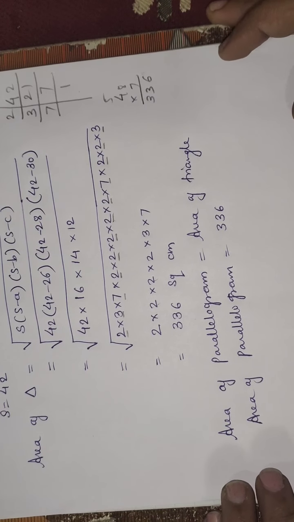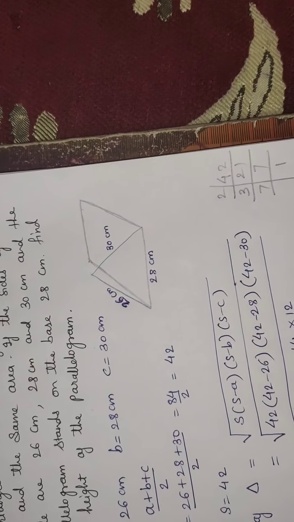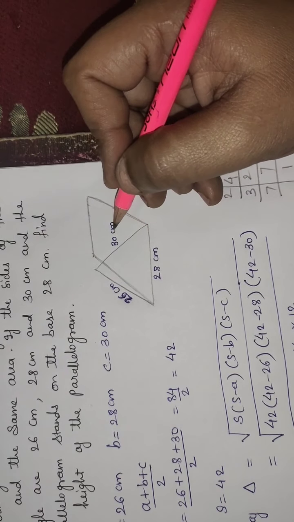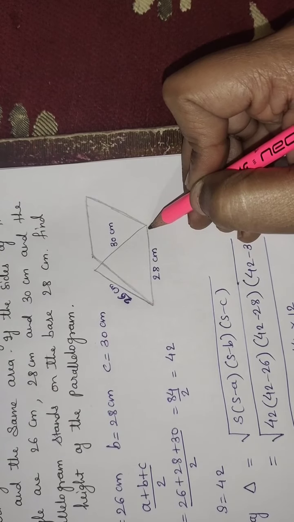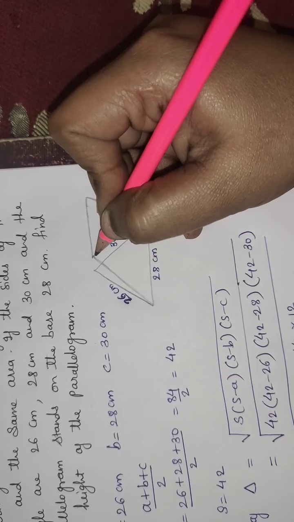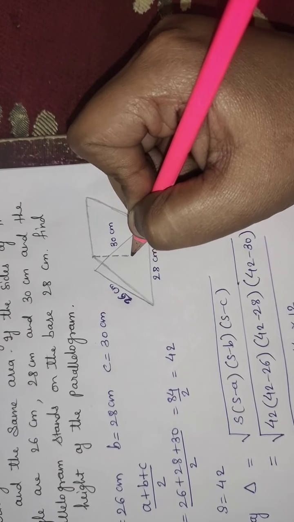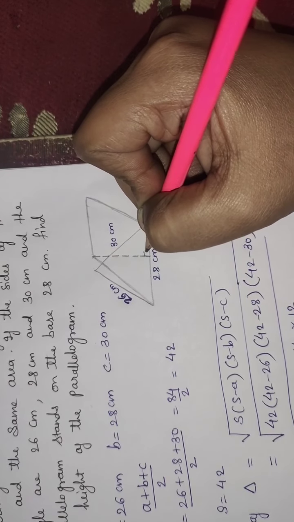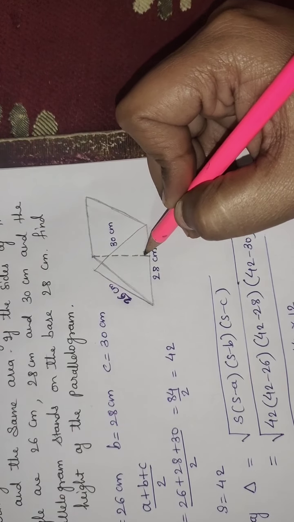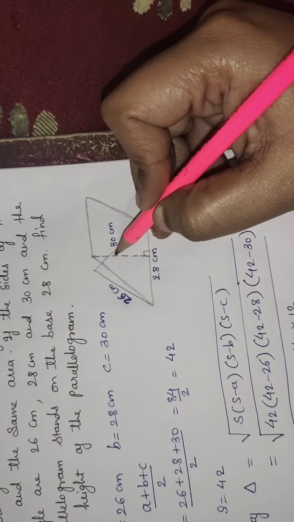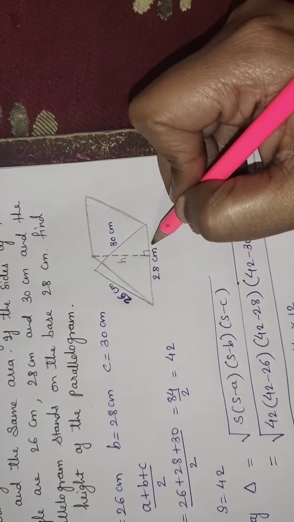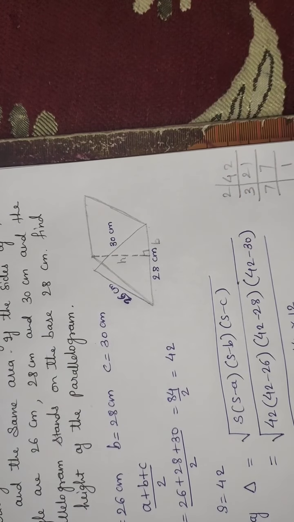Now come to the figure. What is the formula for the area of a parallelogram? The area of a parallelogram is base into height. So we know the base of the parallelogram, but we don't know the height. For height, I will make one perpendicular on the base of this parallelogram. From one of the vertices, I will draw a perpendicular, meaning the altitude or height of that parallelogram, on the base. So this will become the height of the parallelogram and this is the base.